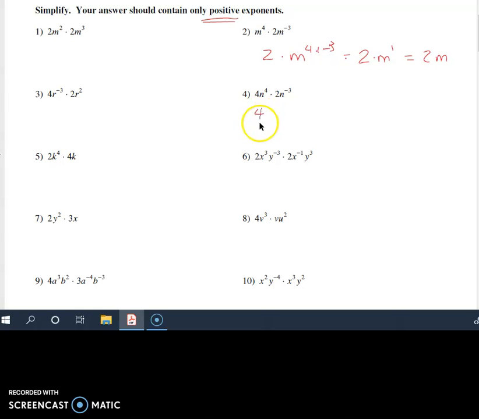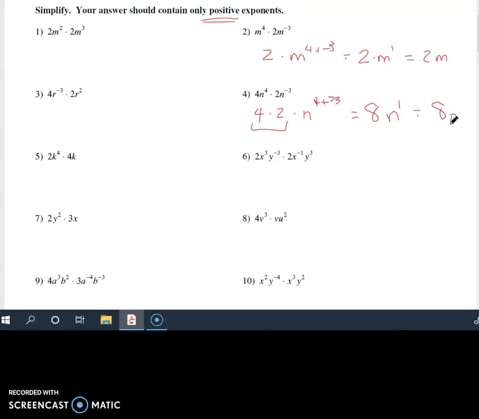The next problem we have 4 times 2 times n, and in the end we have also 4 plus -3. So we have 4 times 2, which is 8, and then 4 plus -3 for the addition problem, which gives me a positive 1, so 8n will be the final answer.